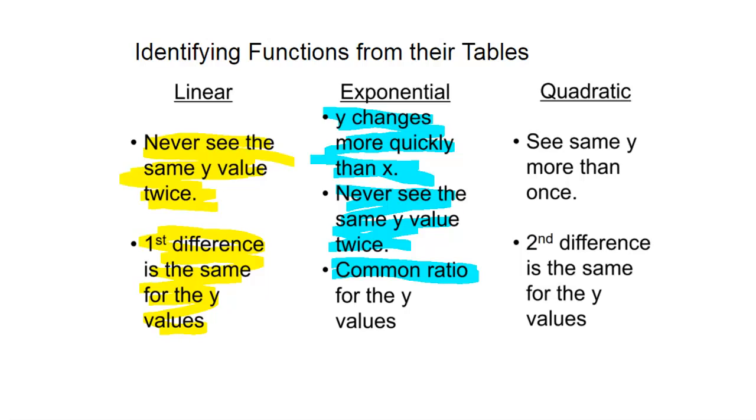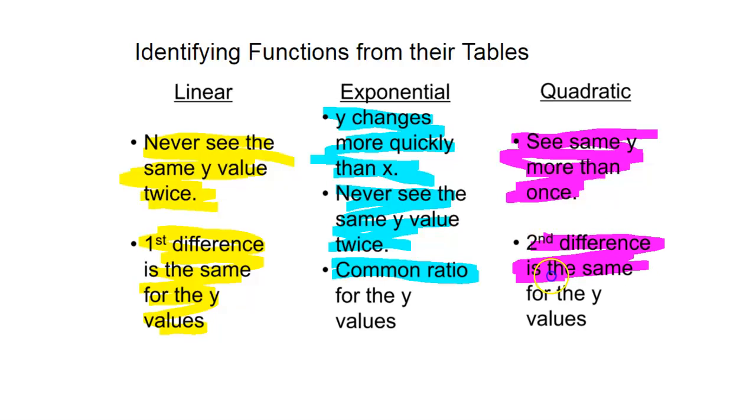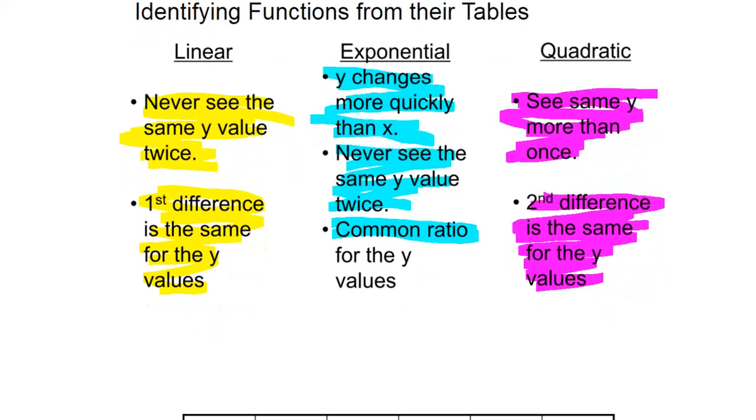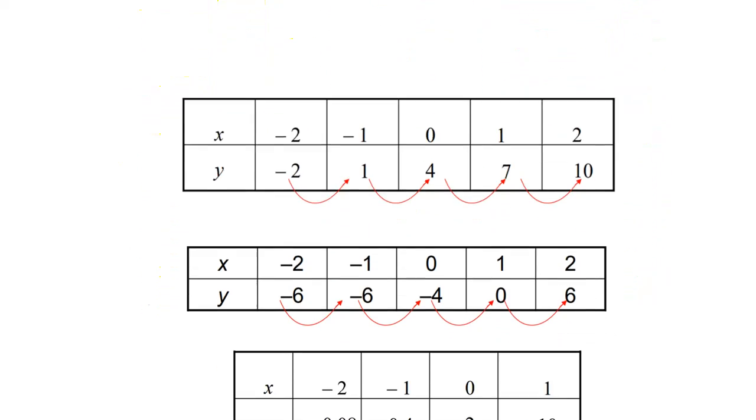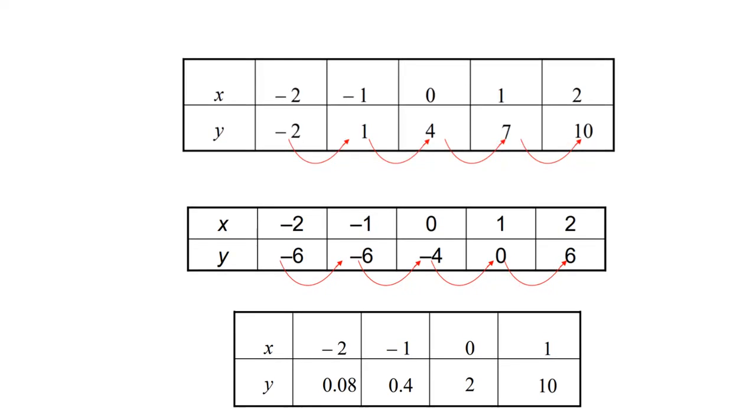And then our quadratic. Most of the time with a quadratic, we will see the same y more than once. And the big thing we want to look at is the second difference. And the second difference is going to be the same. And I'll show you what that second difference is in a second here. But I want you to remember, quadratic, we see the same y, and the second difference is the same. So if we move on and look at these three tables.